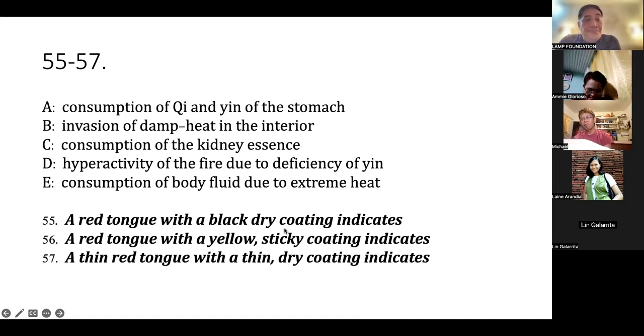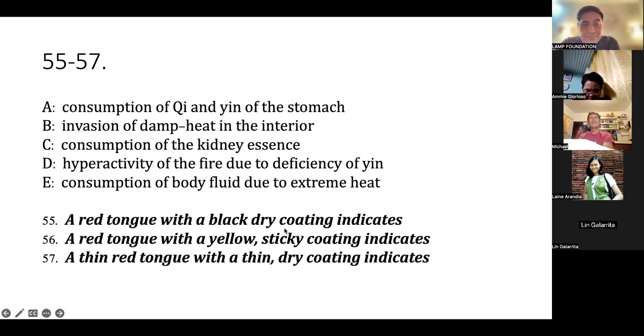Number 57. A thin red tongue with a thin dry coating indicates hyperactivity of fire due to deficiency of yin. Parang nadaanan na din natin to kanina, Doc. Yes. Can you tell us the tongue picture sa letter A, consumption of qi and yin of the stomach? Paulit-ulit to hanggang sa mabingi kayo. Consumption of qi and yin, ayun yung field tongue, Doc.